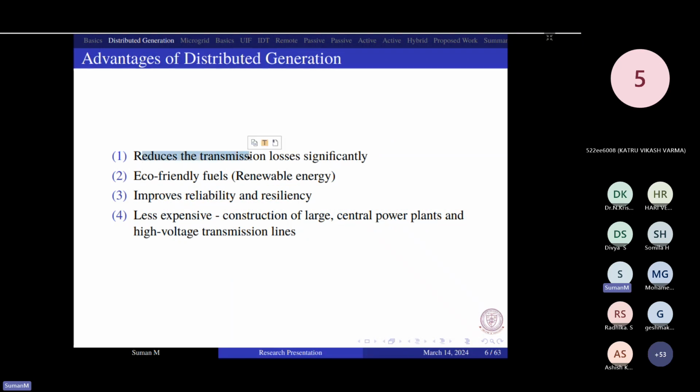It reduces the transmission losses significantly, and the fuel used for generating power is eco-friendly in nature, and it improves the reliability and resiliency. We do not talk about resiliency right now. Reliability means the continuity of power supply. Also, it avoids new transmission infrastructure, so it is less expensive. We do not need to develop a huge infrastructure for power transmission for the increasing demand. These are the advantages offered by distributed generation.